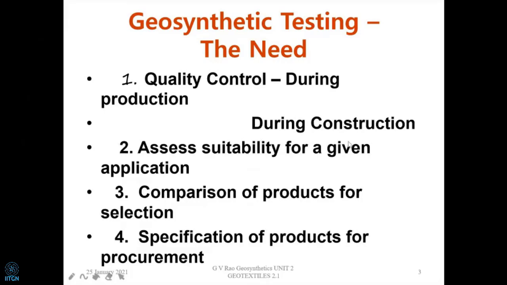This is called manufacturing quality. MQC is the name we use for production, that means manufacturing quality control. And CQC is the word we use for construction quality control. We should also remember that when we say quality control, it is somewhat outdated. It is actually quality assurance.